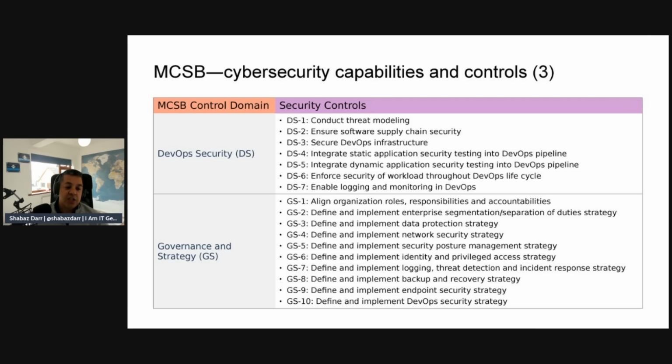And then finally, governance and security strategy. We have a lot of aligning to organizational roles, and then we have responsibilities and accountabilities. Then we have a lot of defining and implementing. So enterprise segmentation, data protection, defining and implementing network strategy. We went through these in the demo, so I'm not going to repeat them all, although I've repeated most of them.